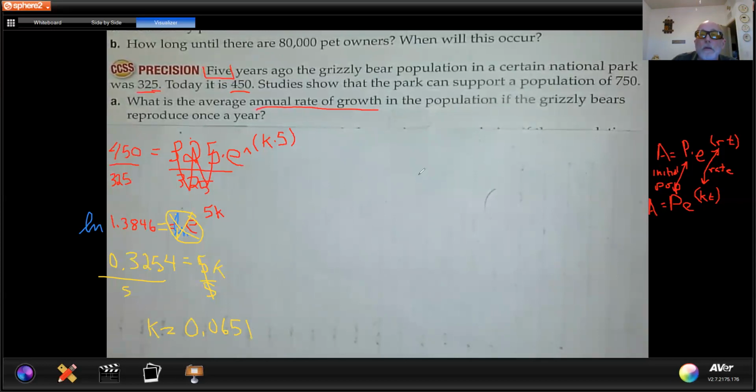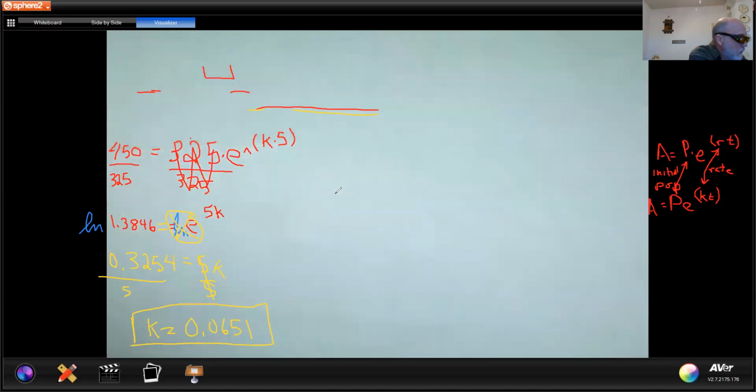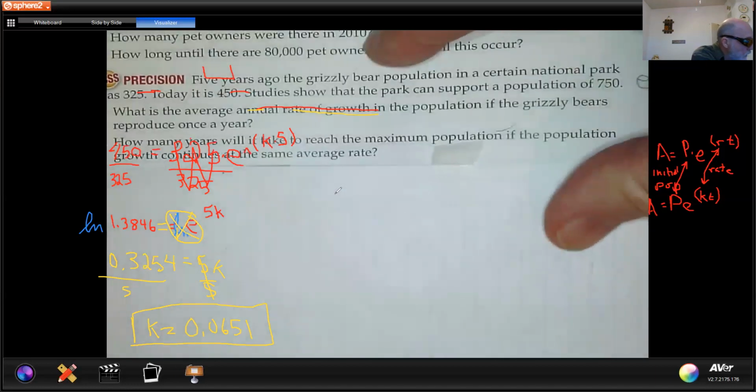So that's what k is, right? Now then, they say, what is the rate of growth? This is k. That's what you're looking for. K is the growth rate. We did it. That's the answer to part A. Find k. Now, what's the other question want to know?